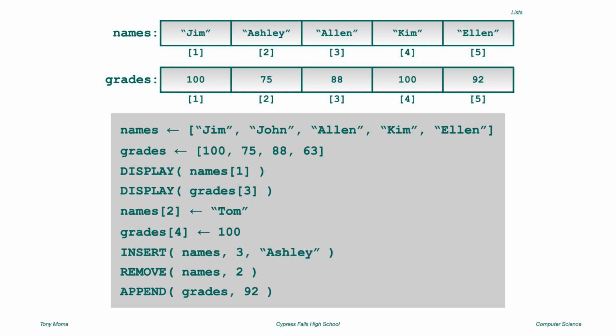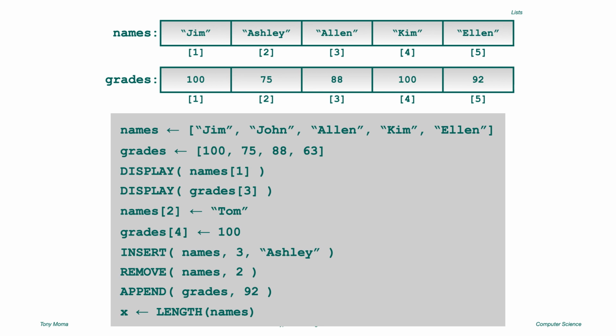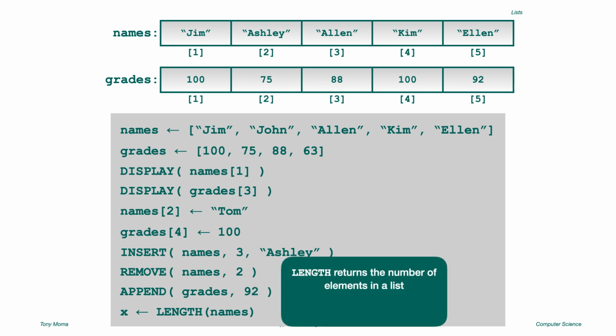The last command we'll discuss is the length command. The length command returns the number of elements in a list. Since the names list has 5 elements in it, the length of names is 5. Thus, calling the length command on the names list will return 5, and that's the value that'll get stored inside the X variable.